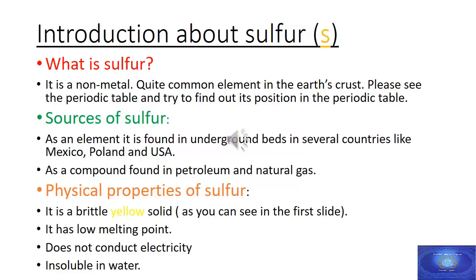Next, we will see about the physical properties of sulfur. Sulfur is a brittle yellow solid. Brittle means that though they are strong, when a small force is applied or when stress is given, it can be broken easily. And it has a low melting point. It will not conduct electricity, and it is insoluble in water, which means it does not dissolve in water.